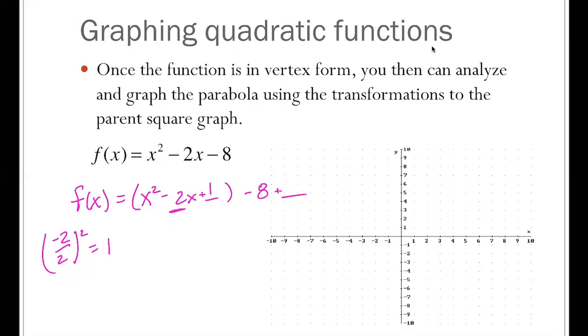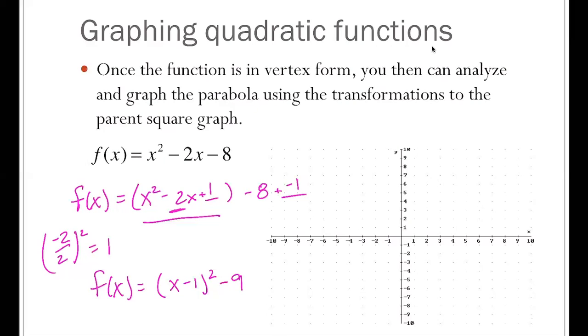Well, if you add 1 on the inside, because we're on the same side of the equation, we actually have to subtract 1 on the outside. Now, what we have done is made it to where we can put this function in vertex form. We need to factor this inside part. So we need numbers that multiply to 1 and add to -2.